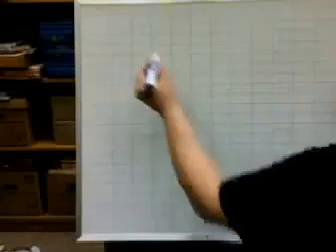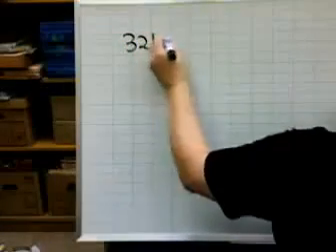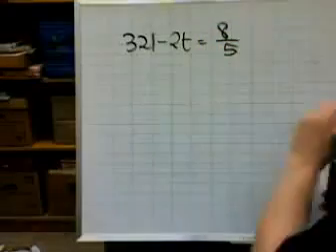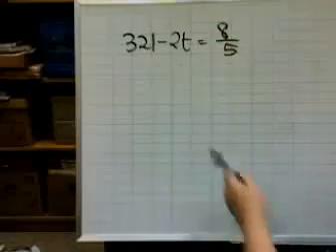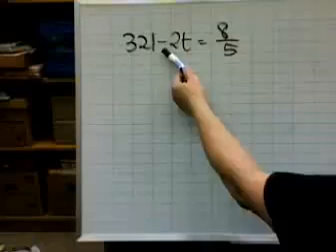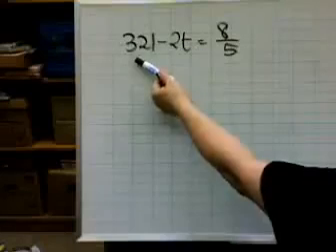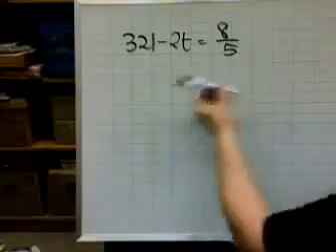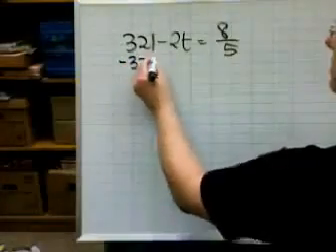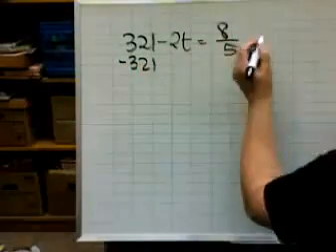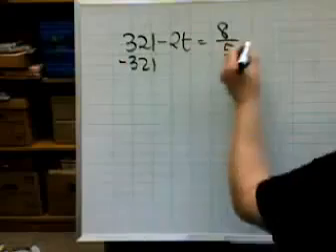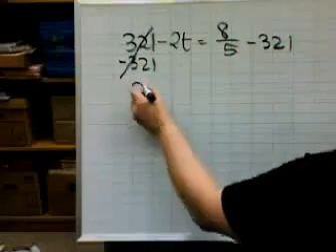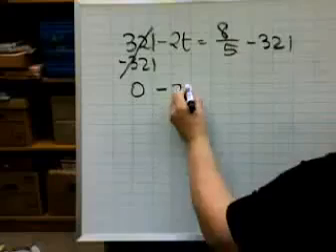next we have 321 minus 2t equals 8 over 5. This one is a little bit difficult because we've got a negative number here. This is a number not in t, this is a number not in t, but it's a fraction, so I'm just going to subtract 321 from both sides. So 321 minus 321 is 0 minus 2t.